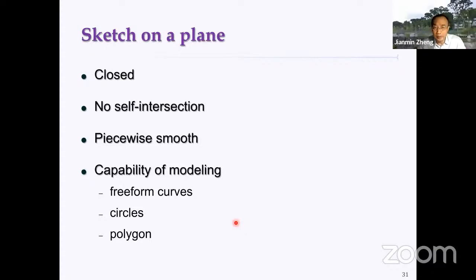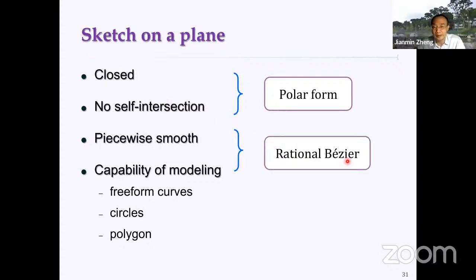We find that the sketch should be a closed curve, and should have no self-intersection, because otherwise it makes the situation very complicated. But meanwhile, in real applications, especially the CAD industry, the shape is smooth, or at least piecewise smooth, and should have the capability of modeling freeform curves, circles, and polygons. So in this sense, we propose some strategies. For example, we use a polar form to realize this closure requirement and no self-intersection, and use rational Bezier curves to represent the sketch.